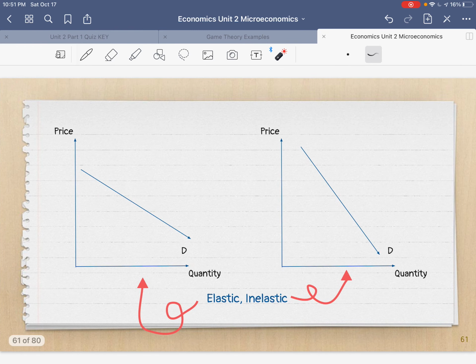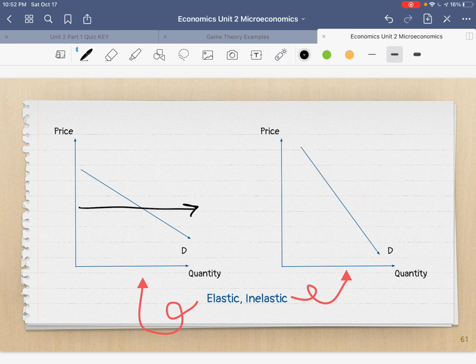So again, here's another representation, an inelastic curve. An elastic curve is going to be much more shallow, closer to horizontal. A perfectly elastic curve, absolutely perfectly elastic, would be completely horizontal, okay? Now, an inelastic curve, as you can see, is much closer to vertical. It's not quite that 45-degree angle that we've been working with. It's much, much closer to vertical.